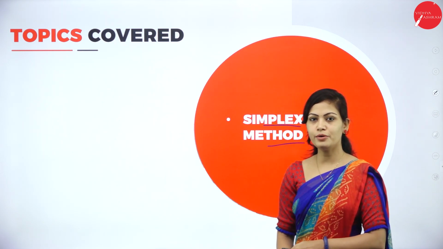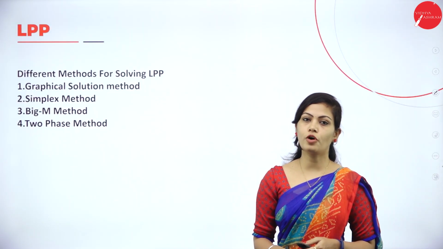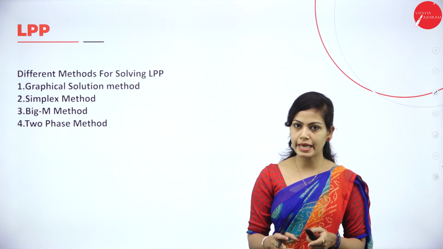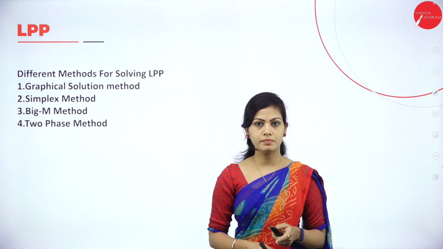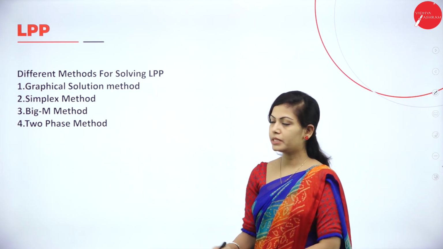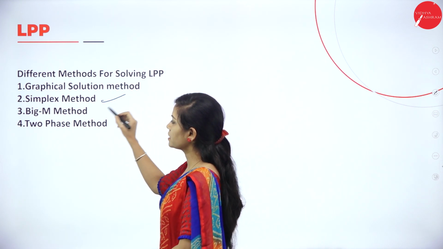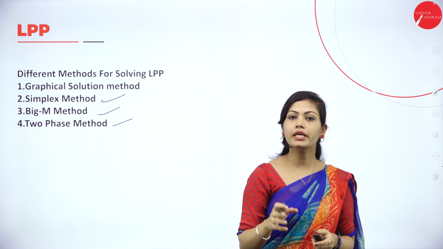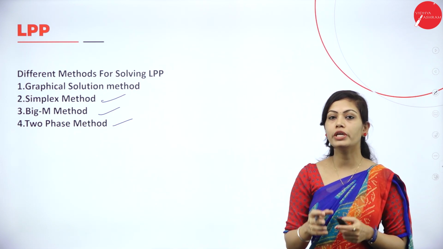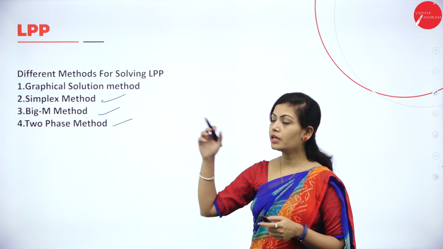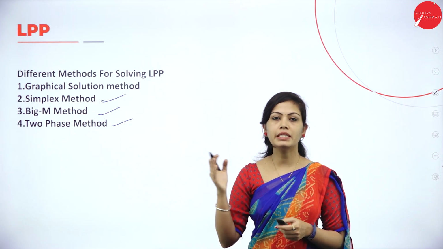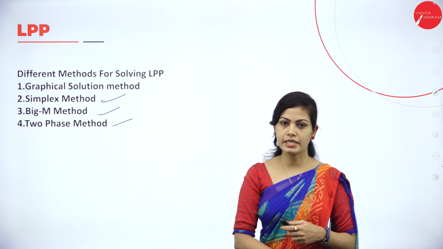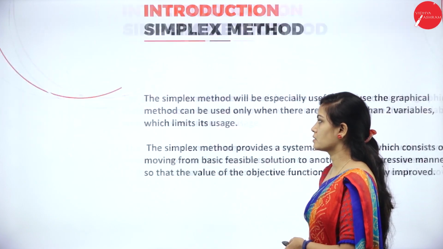Let's get started now. We have different methods for solving LPP. We have already discussed the graphical method. After the graphical method, we can use the simplex method, big M method and two-phase method. If you have three or more variables, we can easily solve using the simplex method, big M method and two-phase method. So let's see what is the meaning of this simplex method.